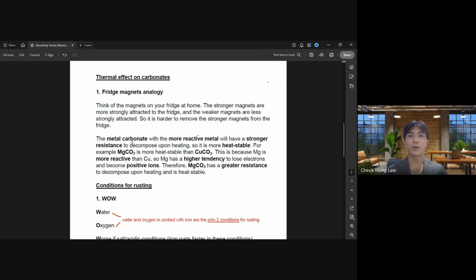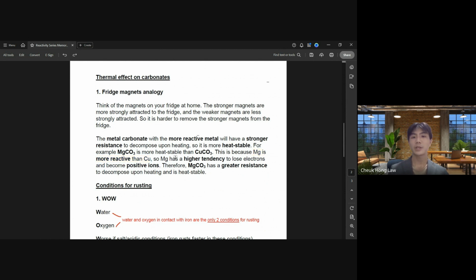So this is the same for carbonates, metal carbonates. The metal carbonate containing the more reactive metal will have a stronger resistance to decompose upon heating. That means when you try to heat a metal carbonate with a reactive metal, right, it's very hard to remove the metal from the carbonate, so it has a stronger resistance. That's why we can say it's more heat stable. For example, magnesium carbonate is more heat stable than copper 2 carbonate.